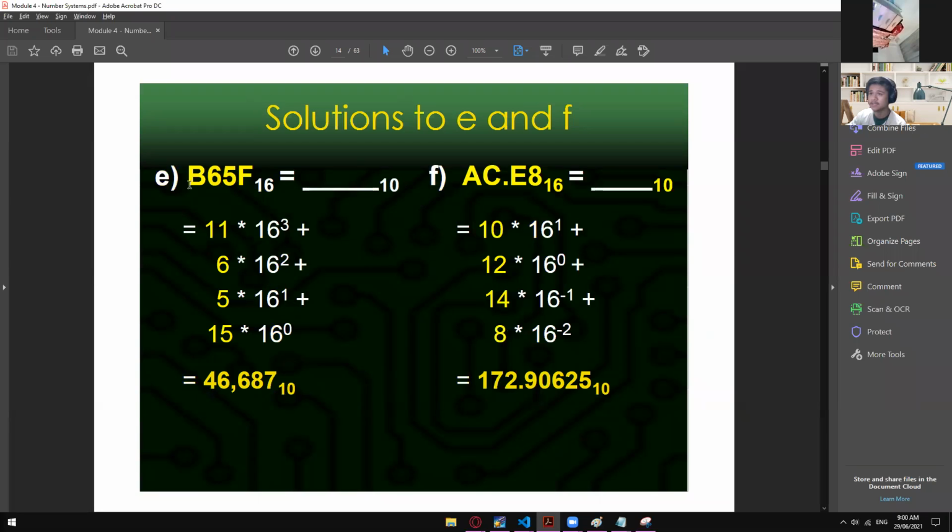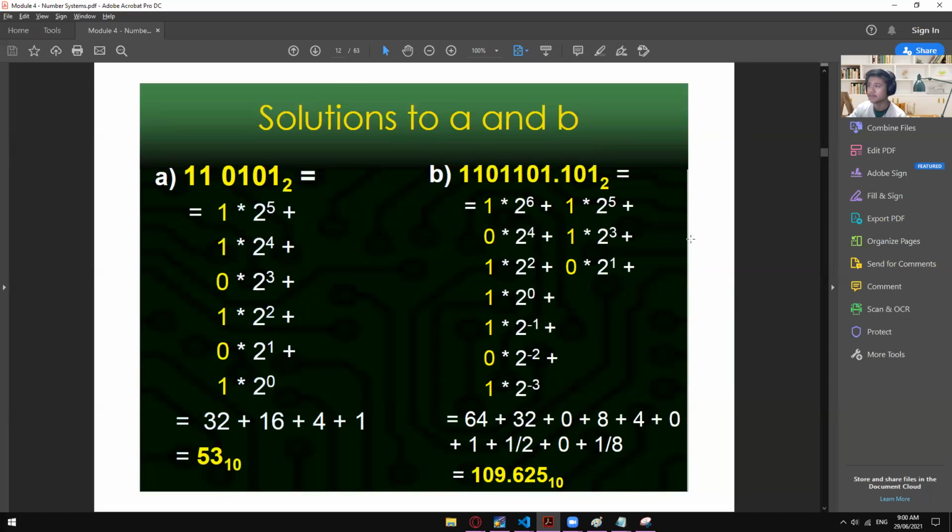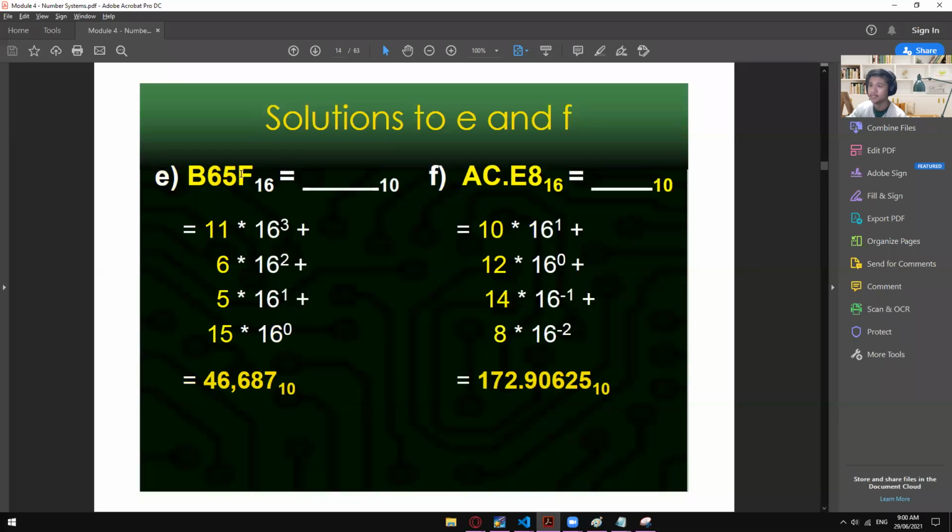Okay, last one is letter E and F. So a while ago we have binary to decimal, and then we have octal to binary. Now we have a hexadecimal to a decimal. Okay, so in here we have B65F. Remember that in hexadecimal, there are some that are represented by a certain letter, and they have their own values in decimal. So B is actually 11, and then F is 15.